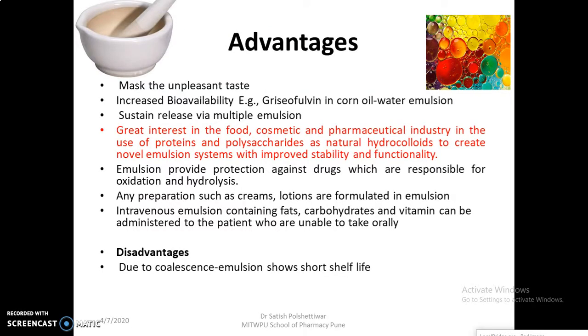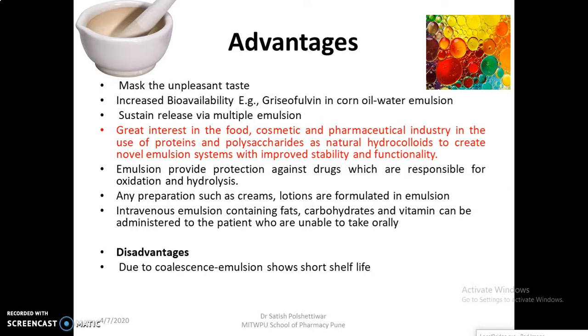So what are the advantages of emulsion? It masks the unpleasant taste, as we just saw in case of castor oil. It increases bioavailability. We can make a sustained release via multiple emulsion. In food and cosmetics, it is widely used for proteins and other things. We can improve the stability and functionality. Emulsion provides protection against drugs that are prone to oxidation and hydrolysis. Any preparation such as cream or lotion is formulated in emulsion form. Intravenous emulsion containing fats, carbohydrates, vitamins can be administered.